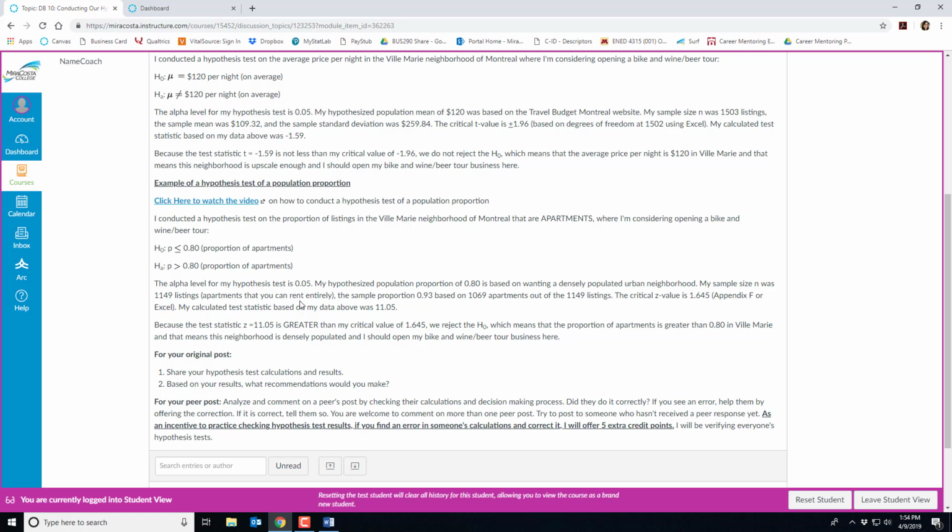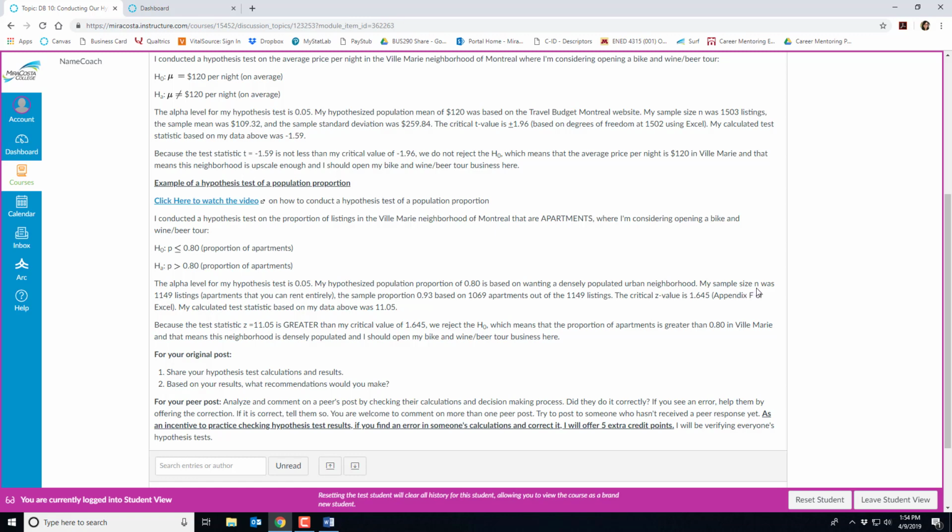So again, I have all my details here so that a reader can verify my calculations. But my alpha level is 0.05. My hypothesized population proportion is the 0.8. And in a previous video, I had originally had it at 0.5, which is a conservative number. But after thinking about it, I am modifying it to 0.8, which is a greater majority of apartments because that would imply or suggest that it's a densely populated urban area with a lot of apartments.